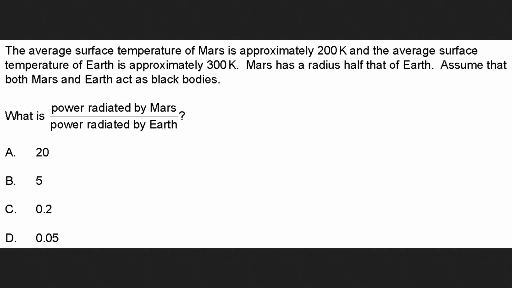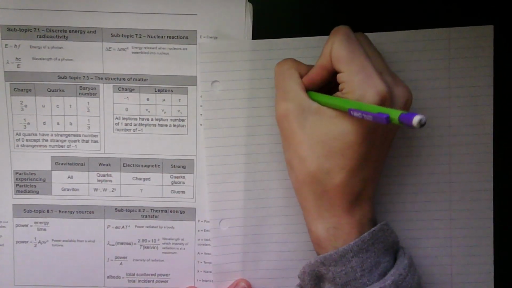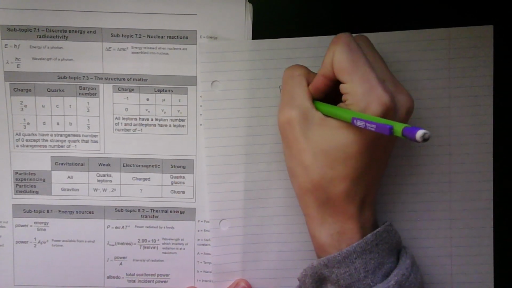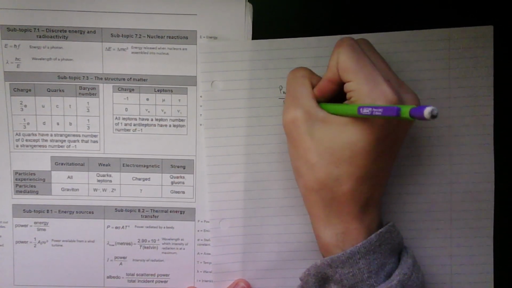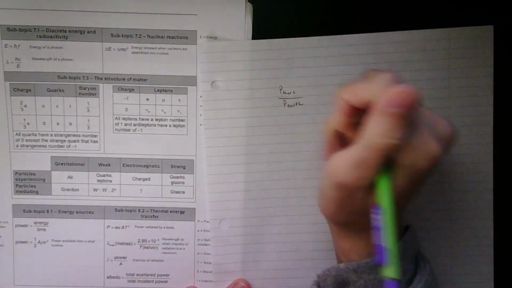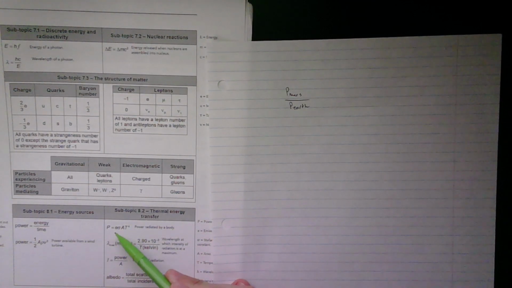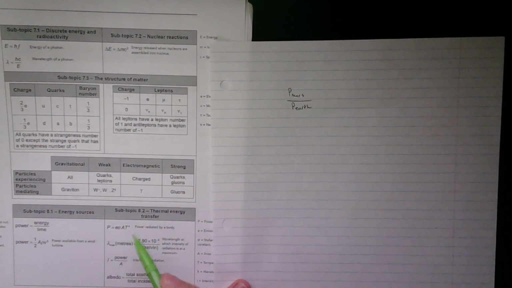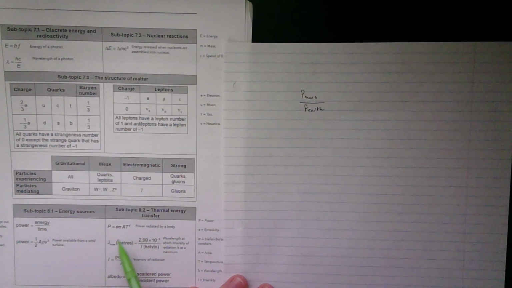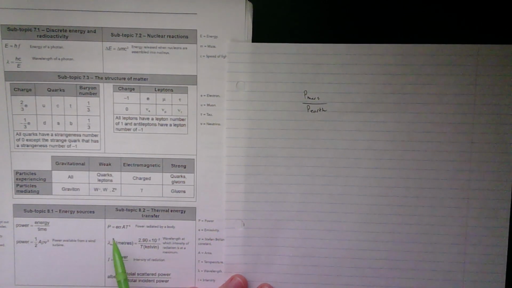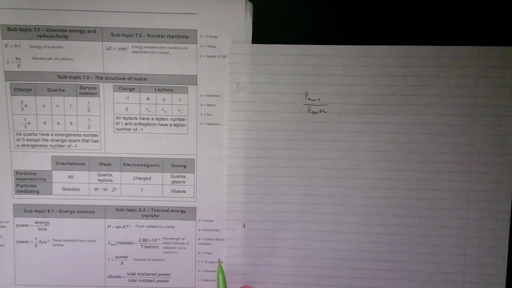Okay, so in our data booklet, we have an equation for power radiated by a body. So essentially, it is P of Mars over P of Earth. And that's what we're trying to find. So we can plug in values for this, and for the values that we don't know, they will cancel. So all we need to write is the A for area and the T for temperature.